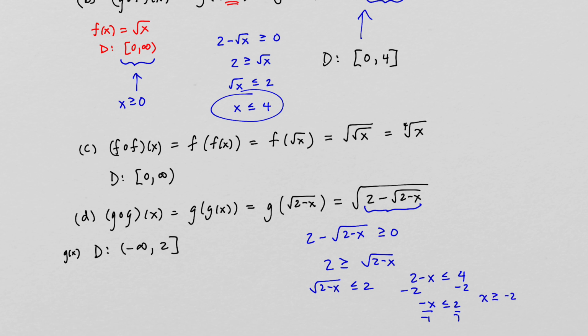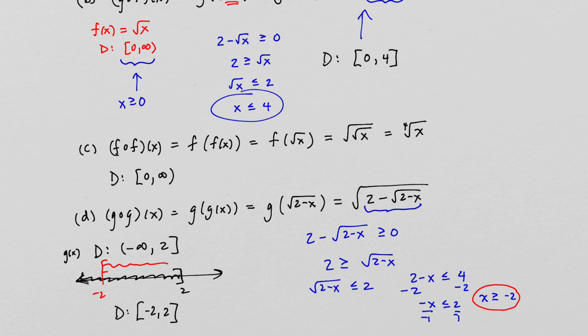So we already know on our number line, the original domain said that x could only be these values. But now we find out that in addition to that, x must be greater than or equal to -2. So the domain here has to be all numbers in between -2 and +2.